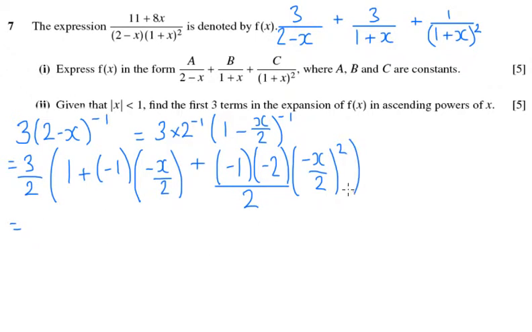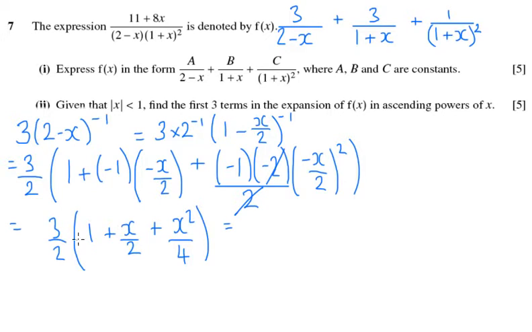So what does that give us? Well, we've got the 3 over 2 times 1. This next term is going to be a plus x over 2. This next term is also going to be positive because we've got 2 minuses there and we've got a squared term there. This 2 is going to cancel with this 2. So we've got x squared over 4. And if we bring this 3 over 2 in, we've got 3 over 2 plus 3x over 4 plus 3x squared over 8.